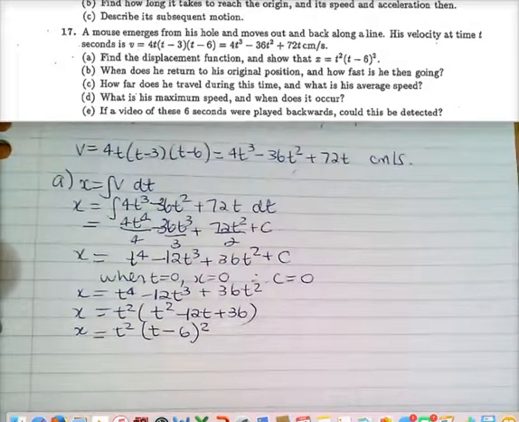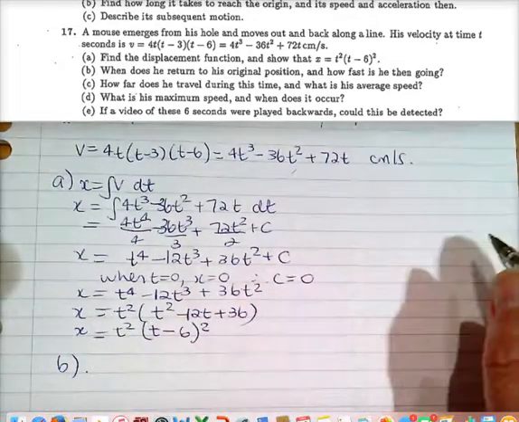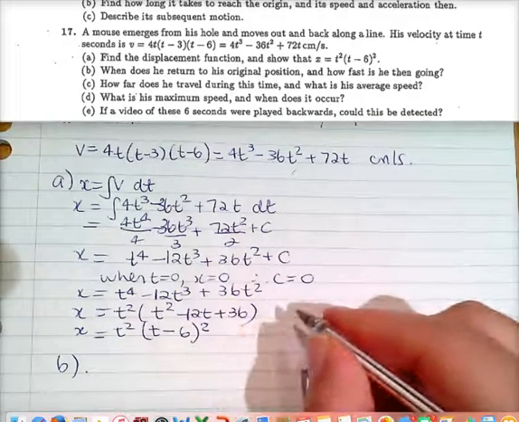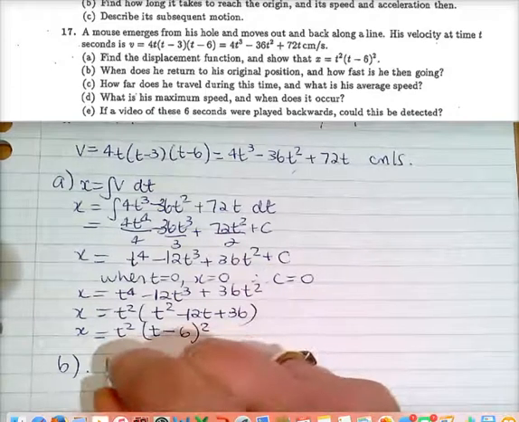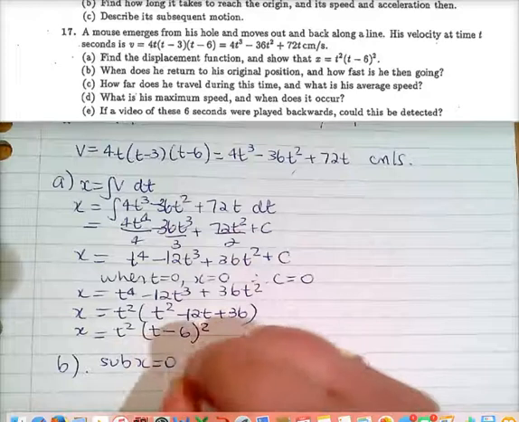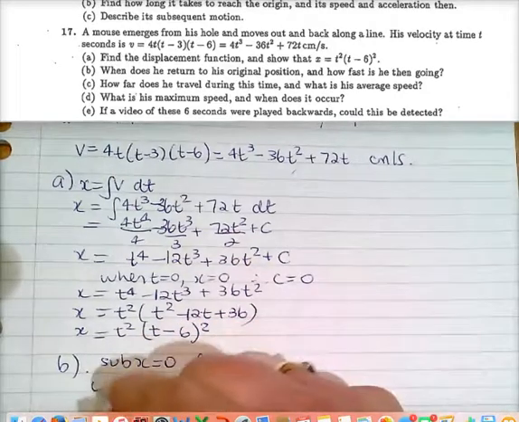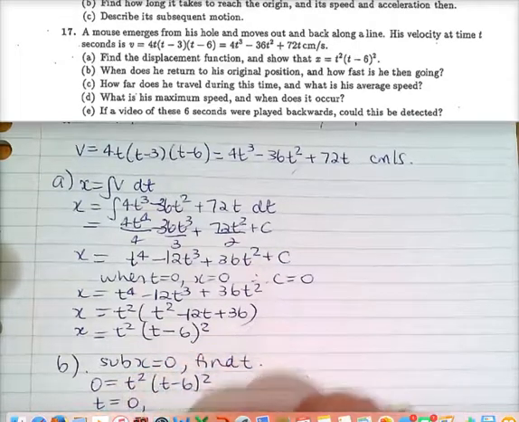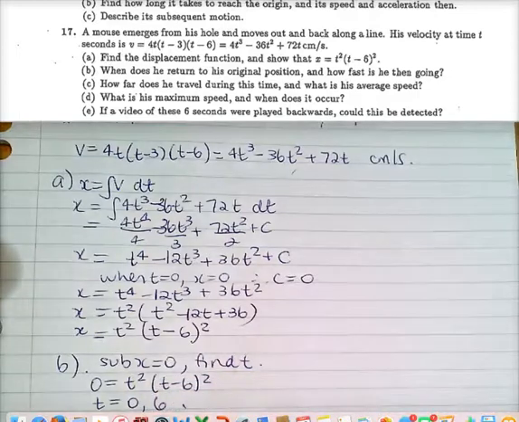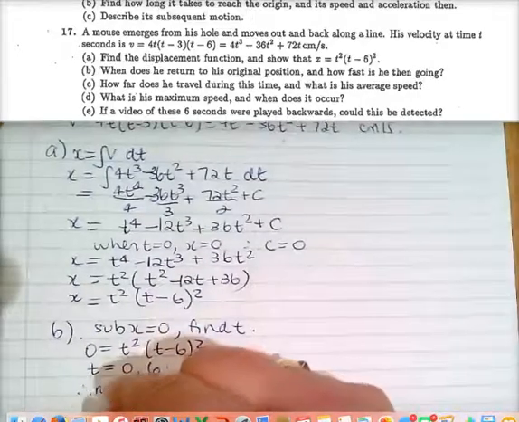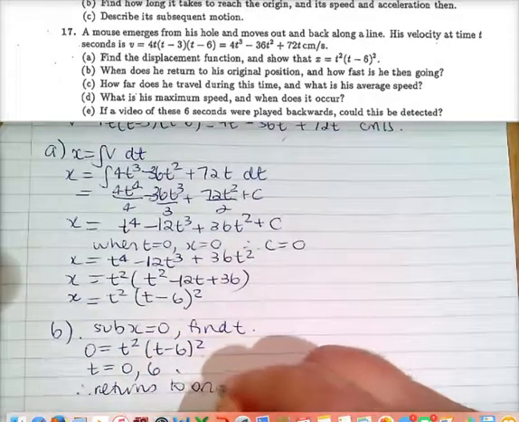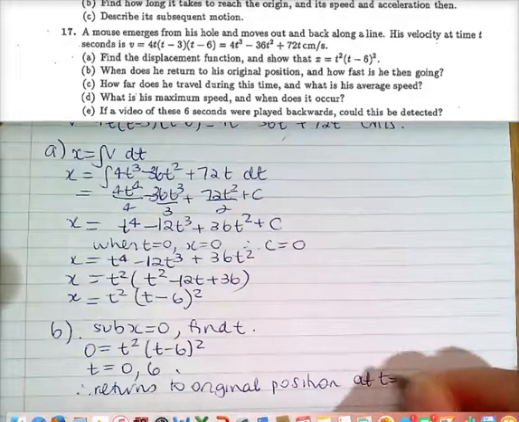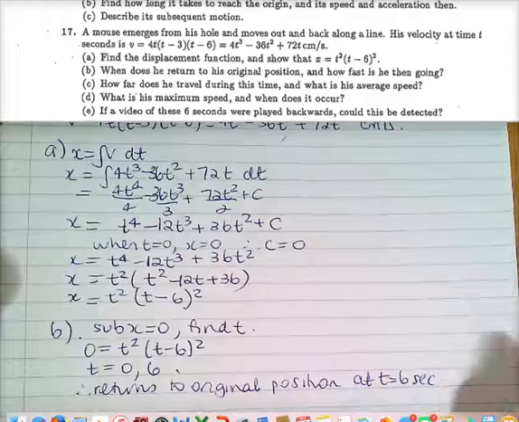And the next question is when does he return to his original position, and how fast is he going then? So we want to substitute x equals 0 to find t, and we get 0 equals t squared, t minus 6 squared. So therefore t equals 0 and t equals 6. So therefore he returns to the original position at time equals 6 seconds, and it says how fast is he going.